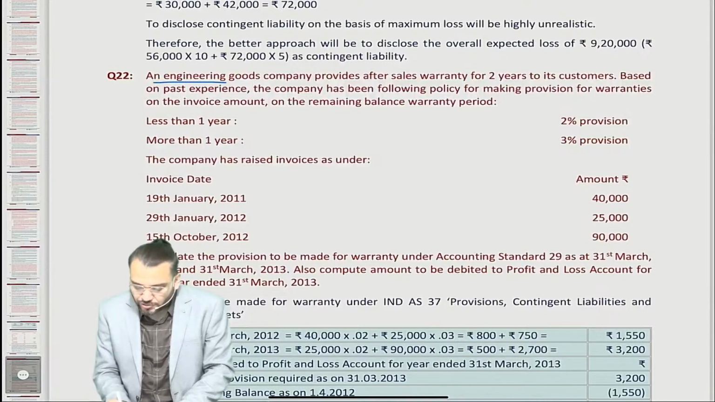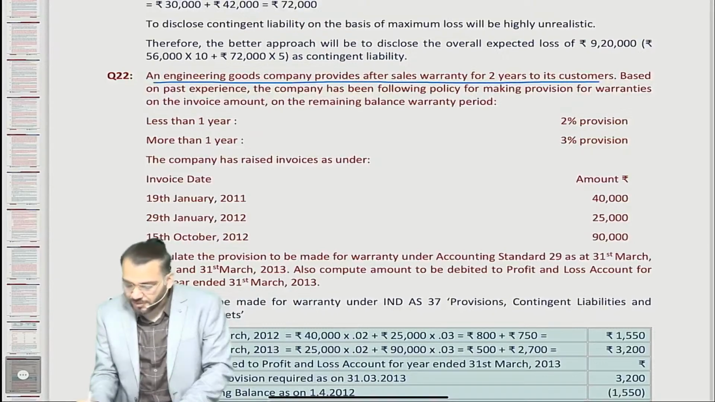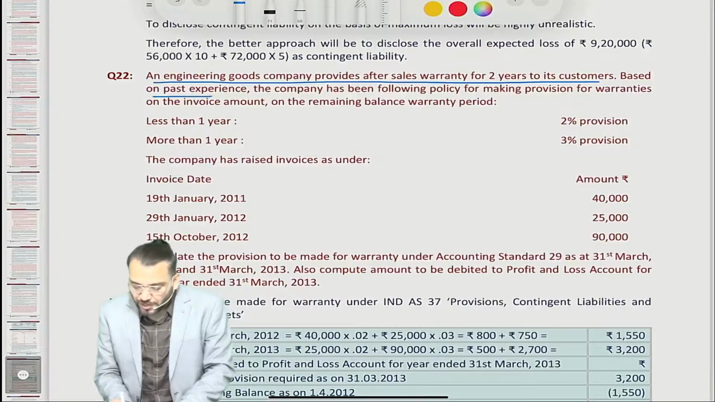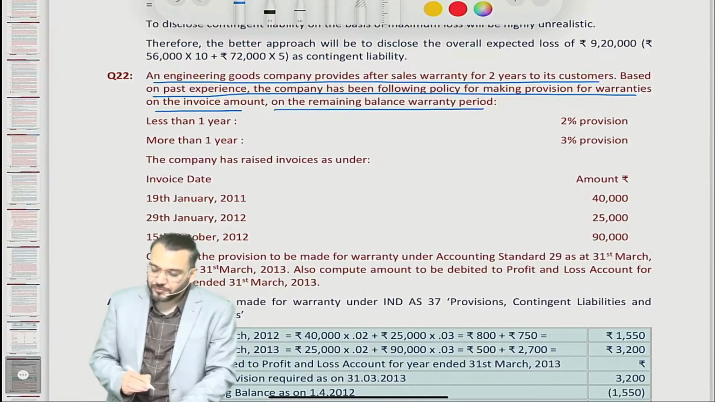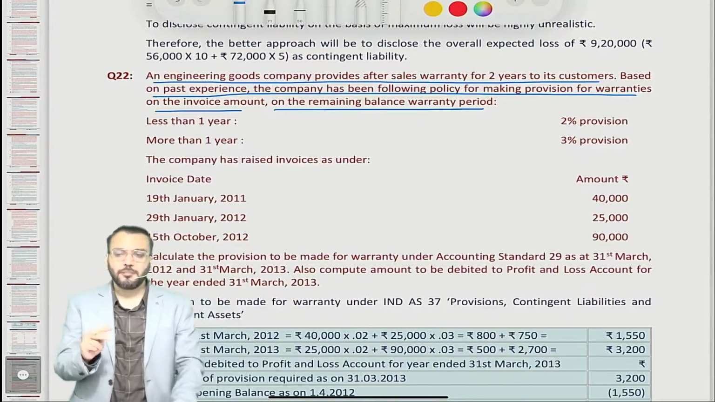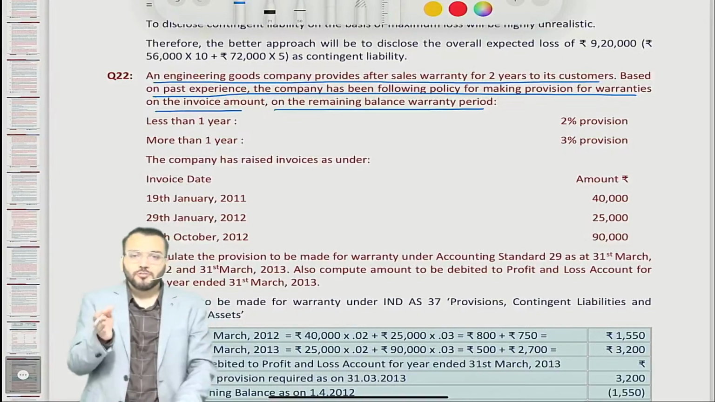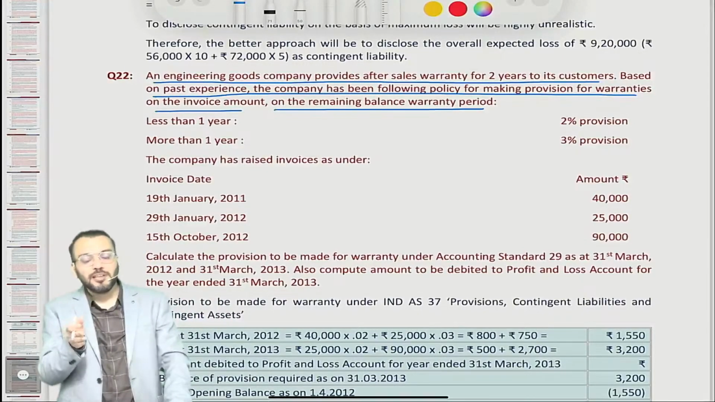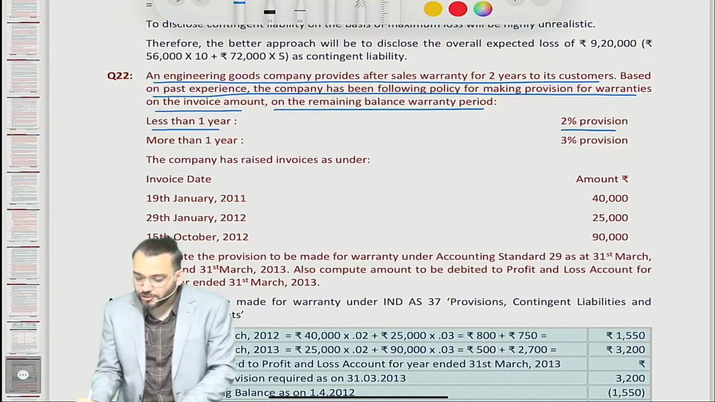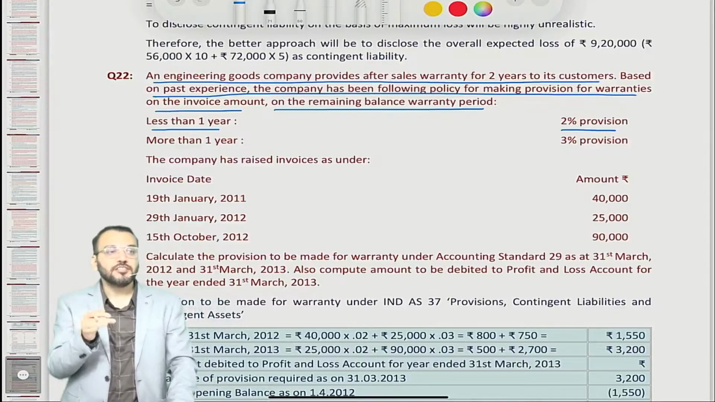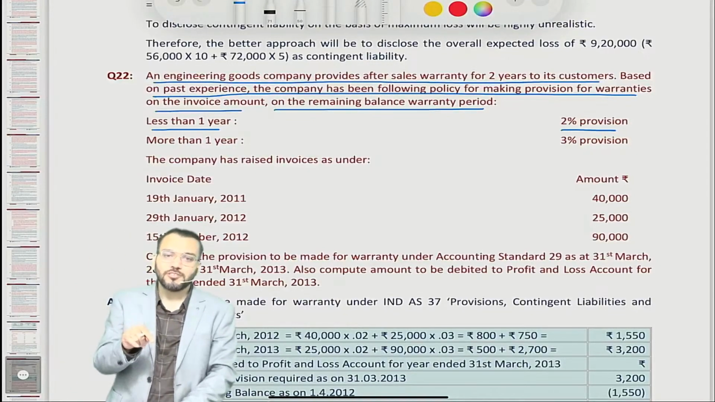An engineering goods company provides after sales warranty for 2 years to its customer. Based on past experience, the company has been following a policy for making provision for warranty on the invoice amount on the remaining balance warranty period. Suppose they have given a 2 year warranty period, so they are creating provision for the remaining balance warranty period. If the balance warranty period is less than 1 year, then they are creating a provision of 2%.